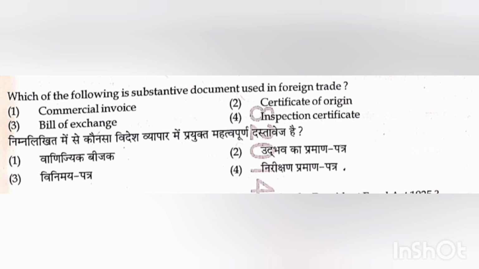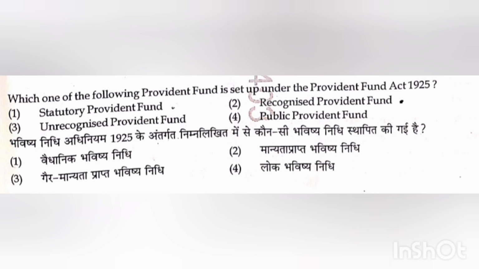Moving further, which of the following is substantive document used in foreign trade? The answer is option number 1, commercial invoice. Next question, which one of the following Provident Fund is set up under the Provident Fund Act 1925? The answer is option number 1, Statutory Provident Fund.